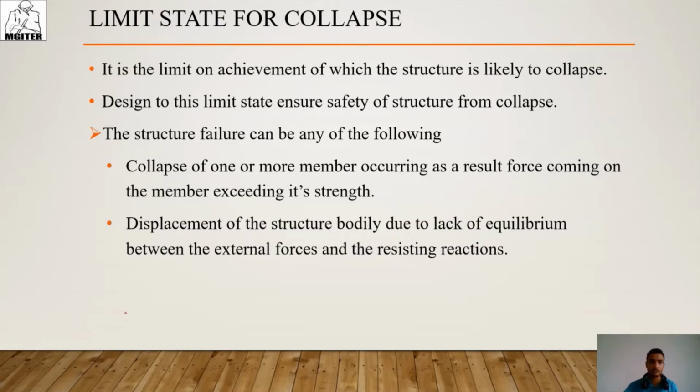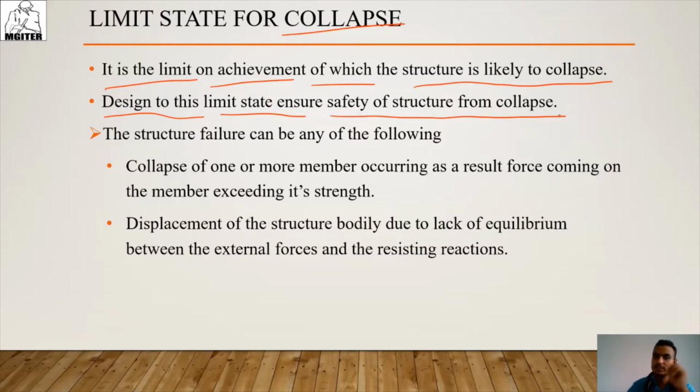So first of all we start with the limit state of collapse. The topic is: a limit on achievement of which the structure is likely to collapse. A design to this limit state ensures safety of the structure from collapse. It means that in the design by limit state of collapse, we assume our load to be much higher, at which your structure would collapse. In the collapse condition we get safety. Understood? The simple logic is here. And by this method we ensure the safety of the structure.